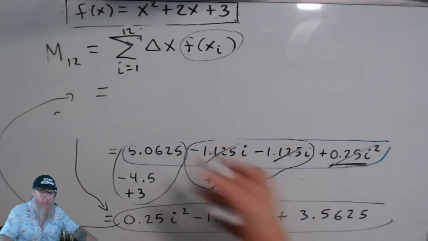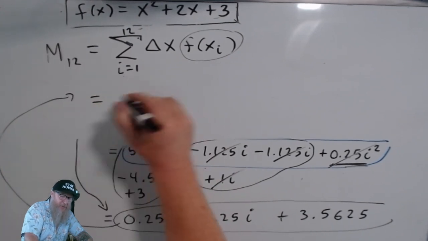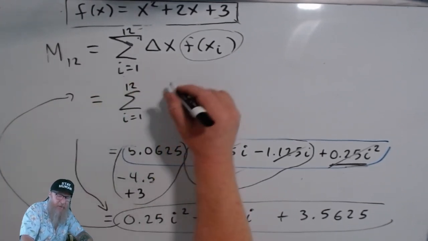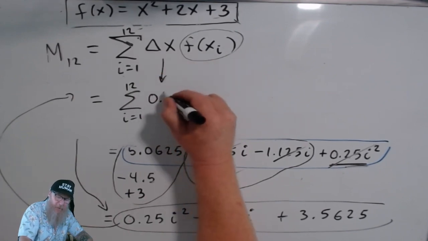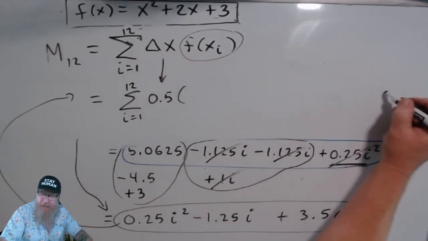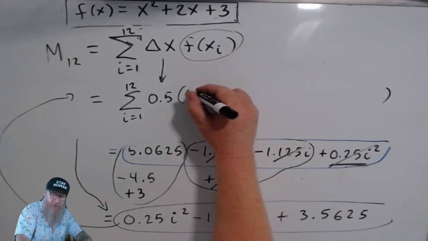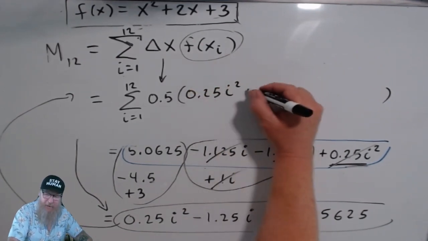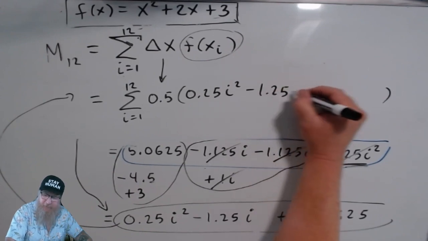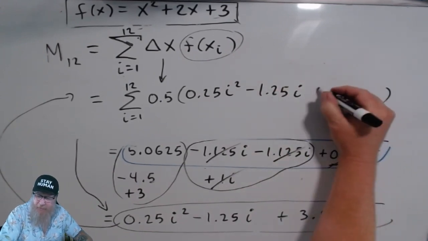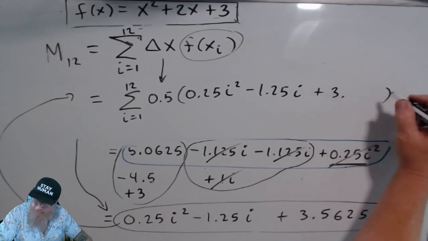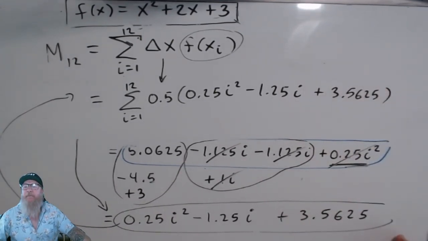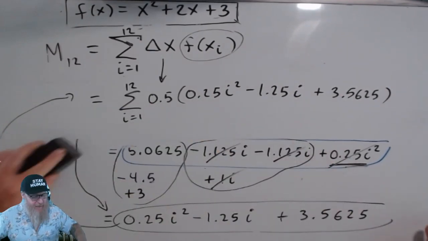And so our midpoint summation formula is the sum from i equals 1 to 12. Delta x is still 0.5 times this function f(xi): 0.25i squared minus 1.25i plus 3.5625. And that is what we're actually going to add up.